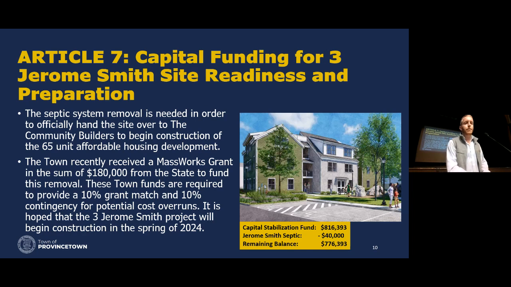Originally, in the warrant, you'll see a request for $200,000 from the Capital Stabilization Fund. Thankfully, just a few weeks ago, we were awarded a $180,000 grant from the state through the MassWorks program. So instead of asking voters for $200,000, we've reduced that down to $40,000, to meet both the match requirement and the contingency budget. This will also come from the Capital Stabilization Fund, $816,000 balance minus the $40,000 brings the CIP balance down to $776,000. And so again, this would fund the septic tank removal at the old VFW to allow the town to close on the property and begin construction on the 65 year-round apartments.